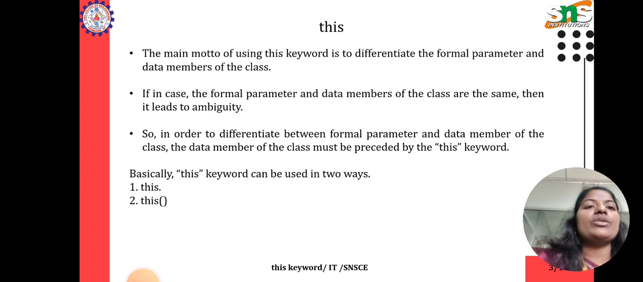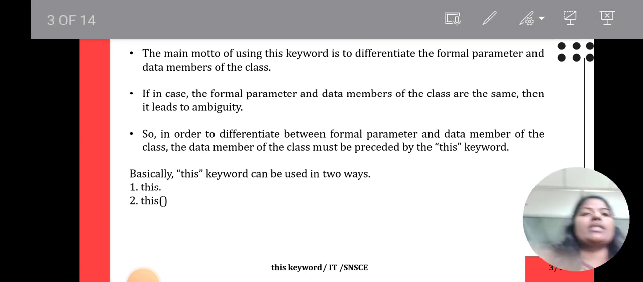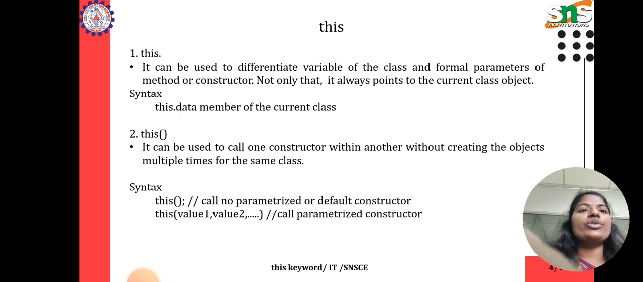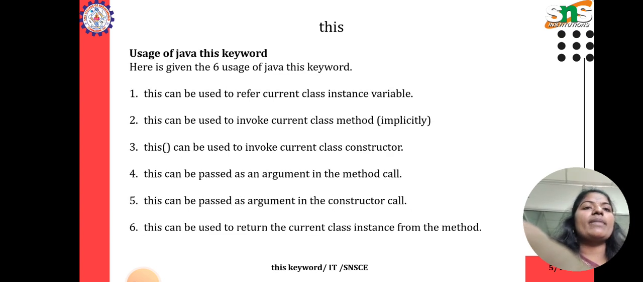Basically, this can be used in two ways: this and this method. Number 1, this can be used to differentiate variables of the class and formal parameters of methods or constructors. Not only that, it always points to the current class object. Syntax: this dot data member of the class. Number 2, this method can be used to call one constructor within another without creating the object multiple times for the same class. Syntax: this(value1, value2), with parameters passed.